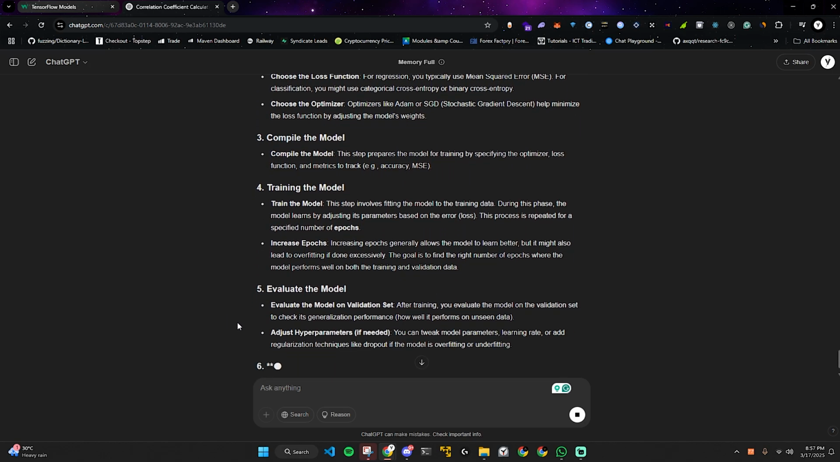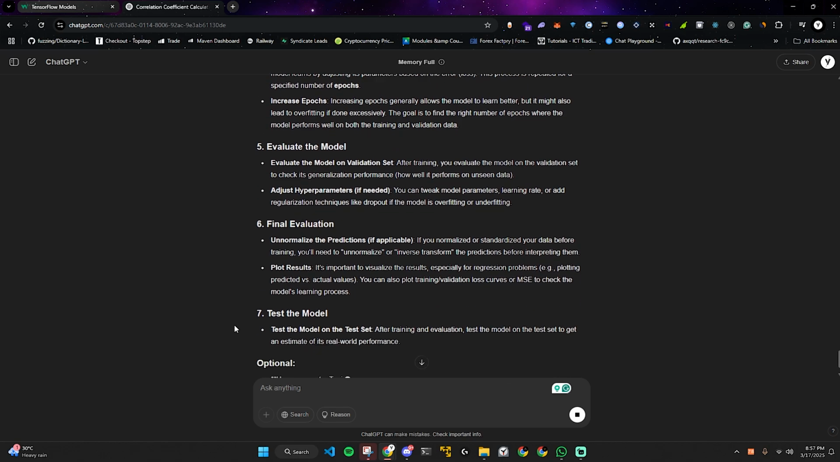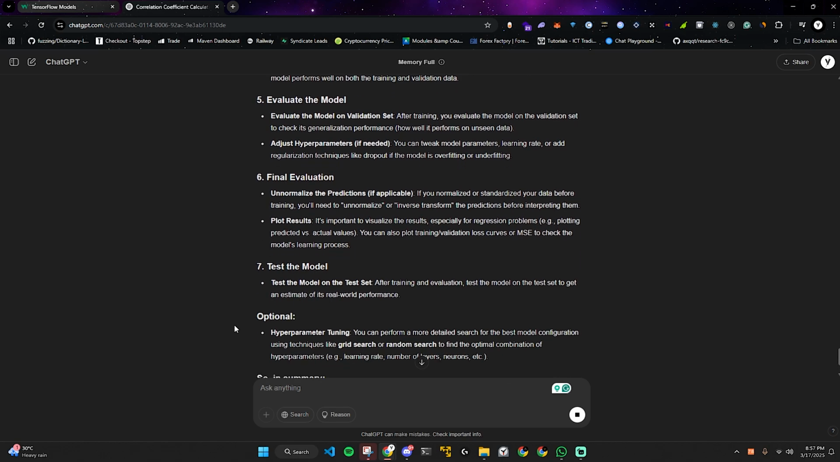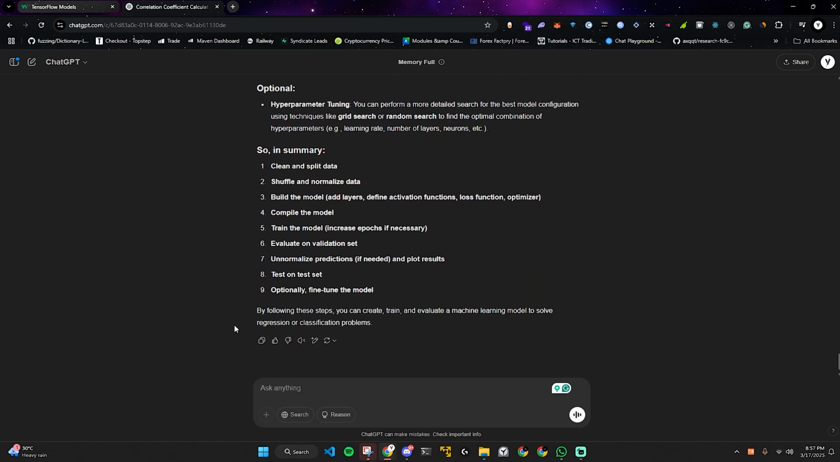Evaluate the model. Right, so the optimizer goes back and adjusts the weights, and then it usually reduces the MSE, and that can be done a higher number of times. Overfitting is when the model is too complex, and underfitting is when the model is not complex enough to understand what's going on. So in summary, you clean and split the data, shuffle and normalize the data, build the model, add layers, define activation functions, loss function, and optimizer, MSE and SGD in this case, and compile the model, train the model, increase epochs if necessary, evaluate on the validation set, and unnormalize predictions if needed, and plot the results, test on the test set, and optionally fine-tune the model.